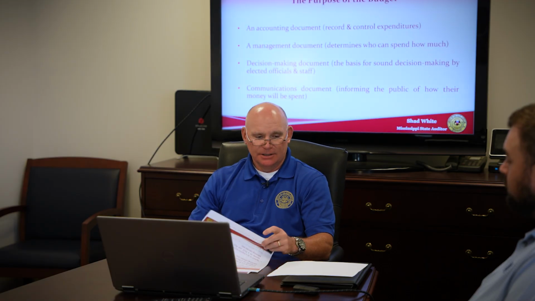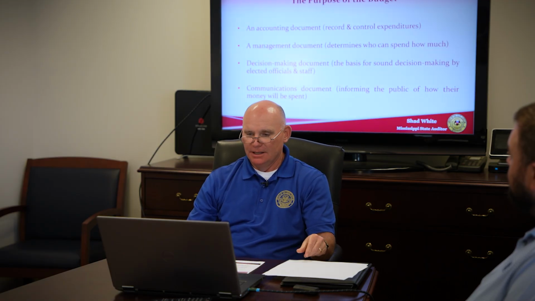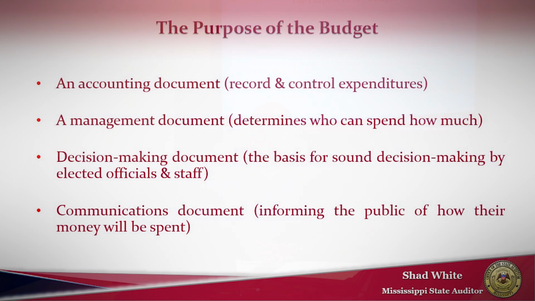So, just the basis of most accounting does come from the budget process. The purpose is an accounting document, a management document, and a decision document. The accounting department follows it to account for what comes in, what goes out, and control the amount of expenditures you have. Management document, the board's going to look at it to see, okay, who we're going to give the money to, what departments we're going to give the money to spend. And then decision making at the department level.